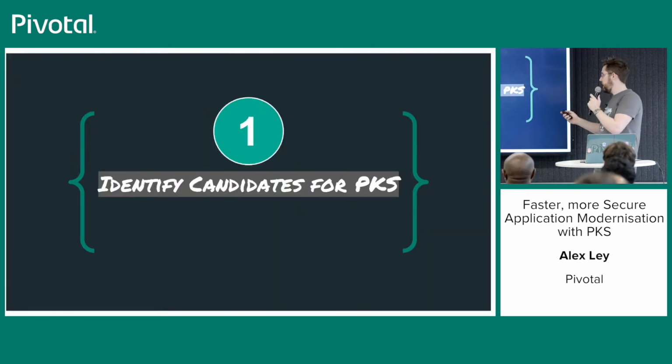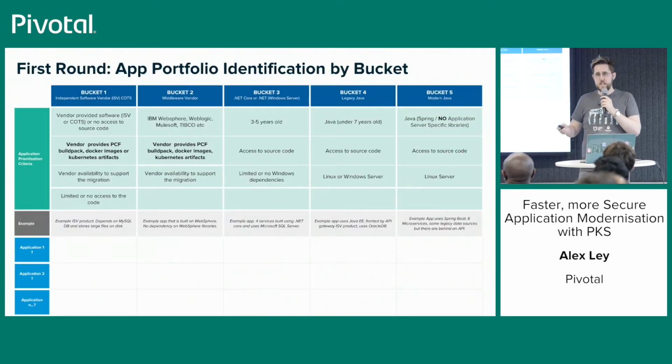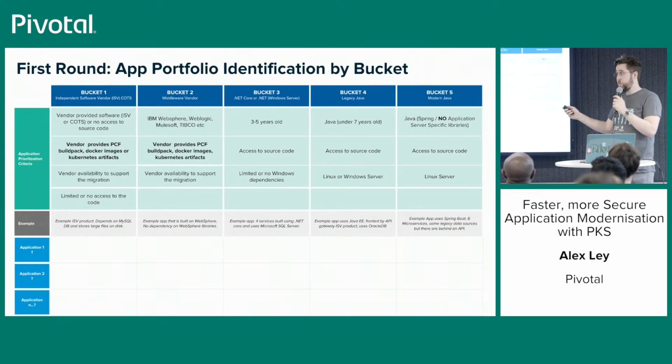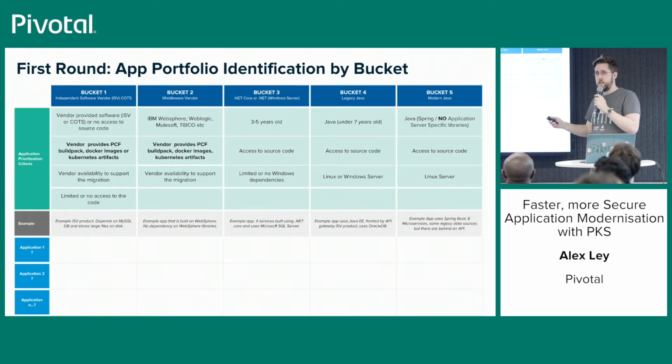Okay, so thinking stage one, let's identify candidates for PKS. We do this exercise that we call Bucket Scene. I'm going to share the slides afterwards with you, but this is a cool technique where you can start to figure out which things might be suitable. So bucket one is really ISV products, things where you don't have the code.